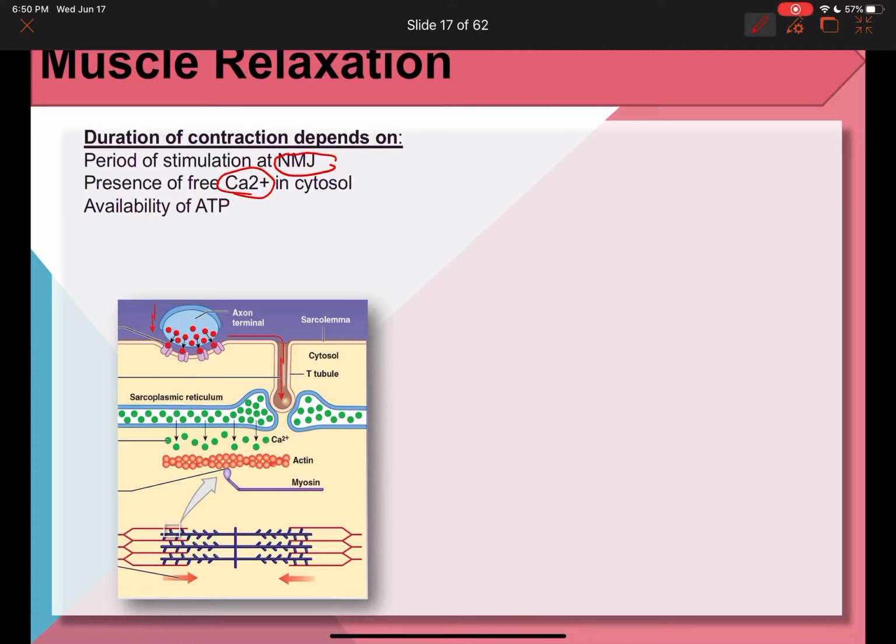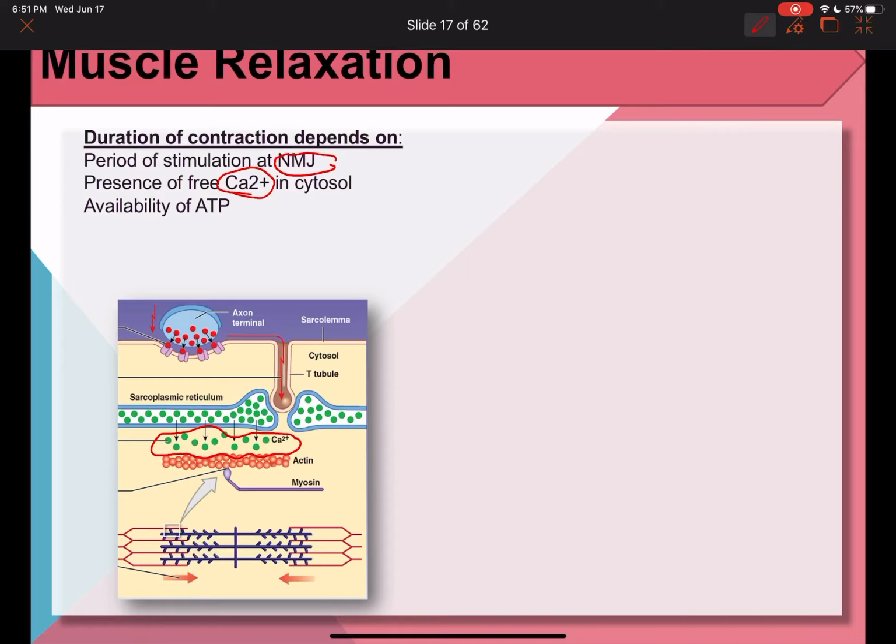Okay, so calcium ions remaining in the cytoplasm or sarcoplasm of the muscle fiber is what then allows the calcium ion to bind to the troponin. Therefore, all those steps happen with cross bridge formation and power stroke to result in a muscle fiber contraction.